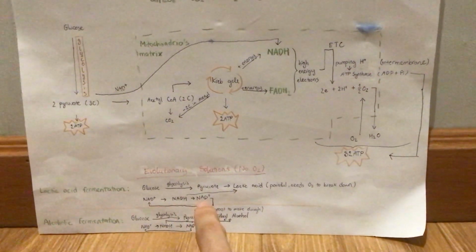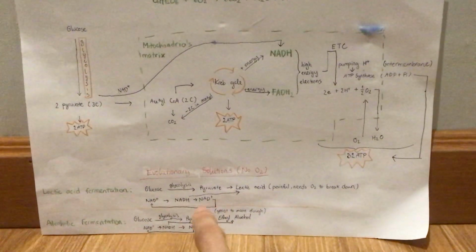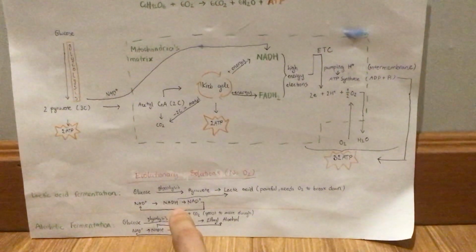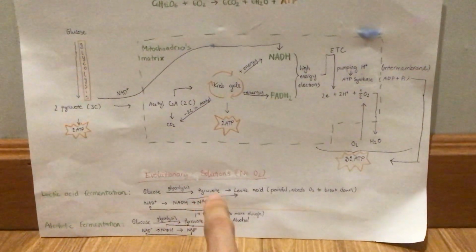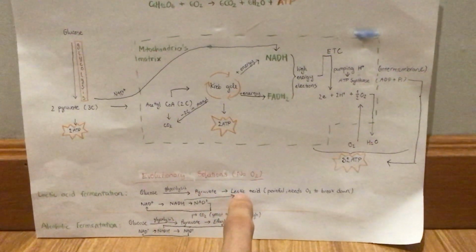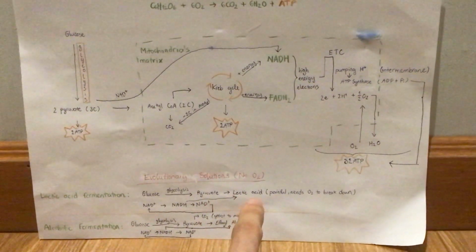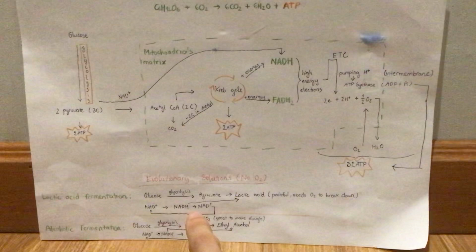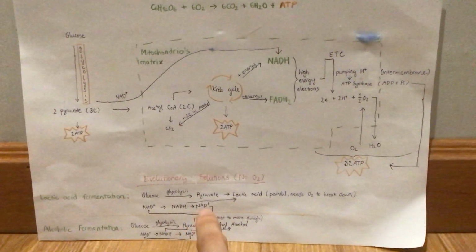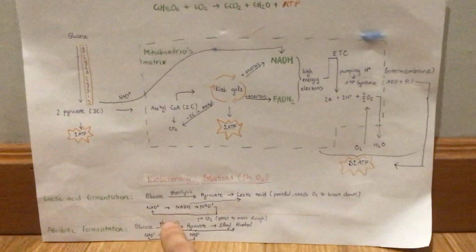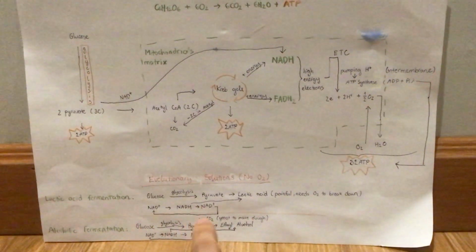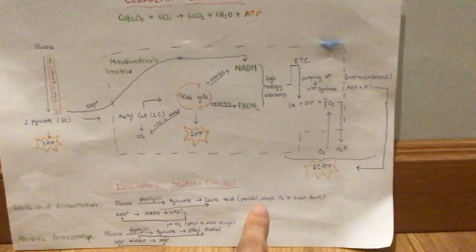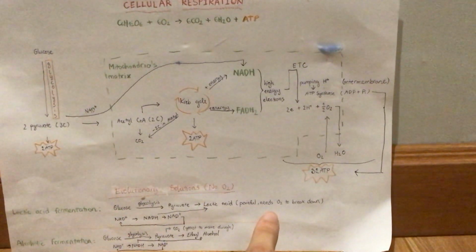They will use up all the NAD plus, so there won't be NADH anymore, so that process is stopped right there. So the solution is that the pyruvate will become lactic acid. This lactic acid allows NADH to transform to become NAD plus again, and it can be used again. So the cycle can start. But the problem is that this lactic acid is extremely painful, and so you need oxygen to break it down.